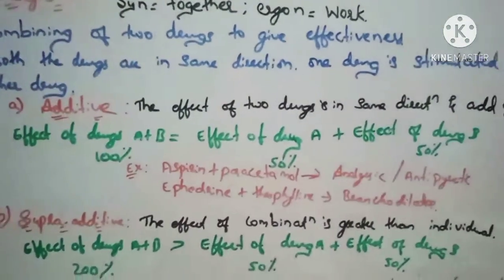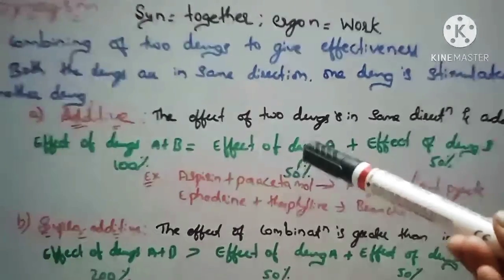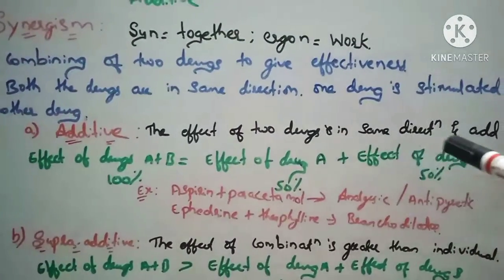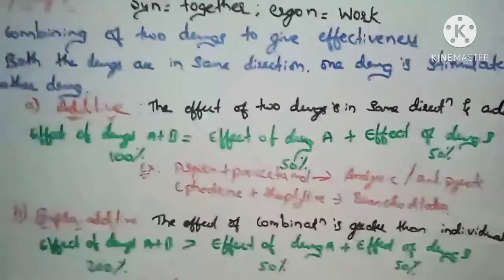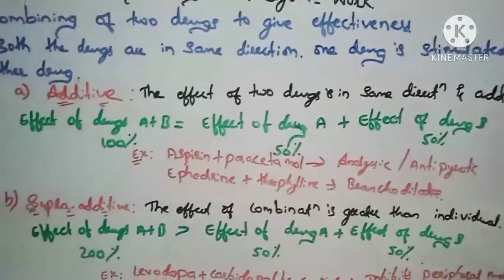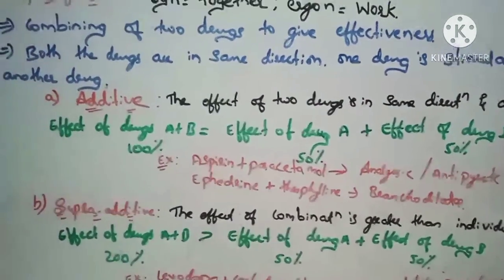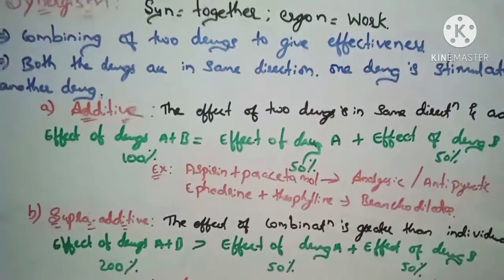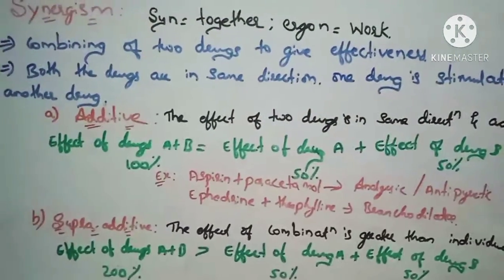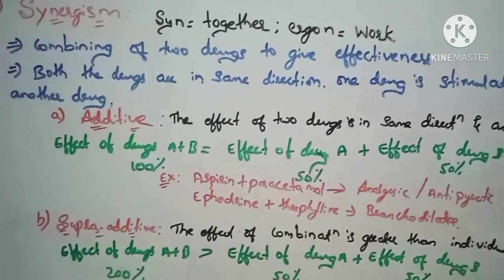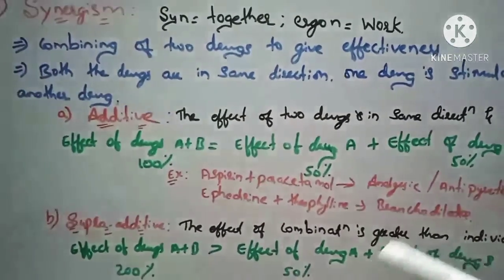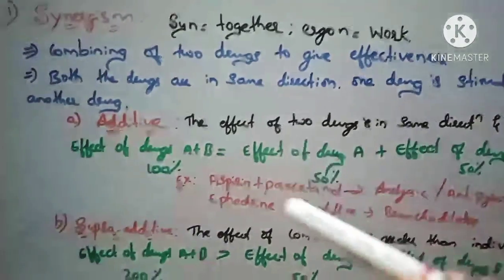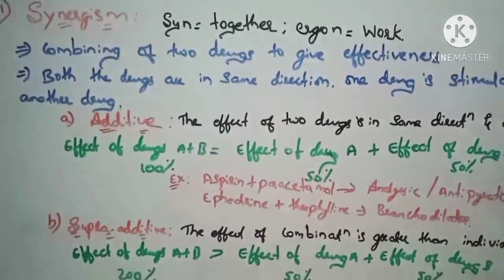Additive synergism is when the effect of two drugs is in the same direction and it adds up. Paracetamol has analgesic property and antipyretic property in the same direction, so they add up, they mix up. They coat the two tablets in one formulation only. This is known as the additive effect, additive synergism.